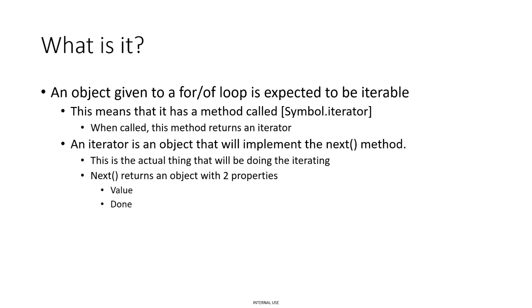Then you implement this next method, which is going to return an object with two properties, a value and a done. The done is going to be a true-false variable to say, are we done looping? True, or are we done looping, false? True will only show at the very end. Again, we're going to see an example. And then the value is the actual value generated from the index of the loop you are on.